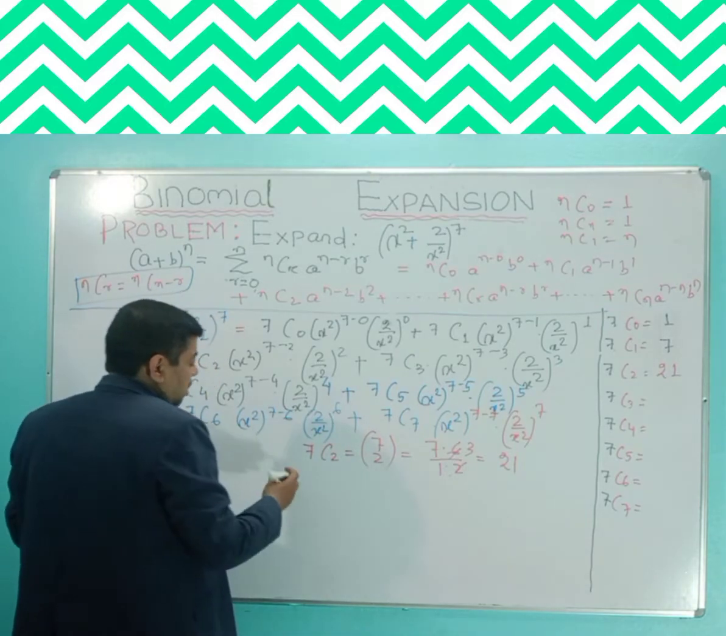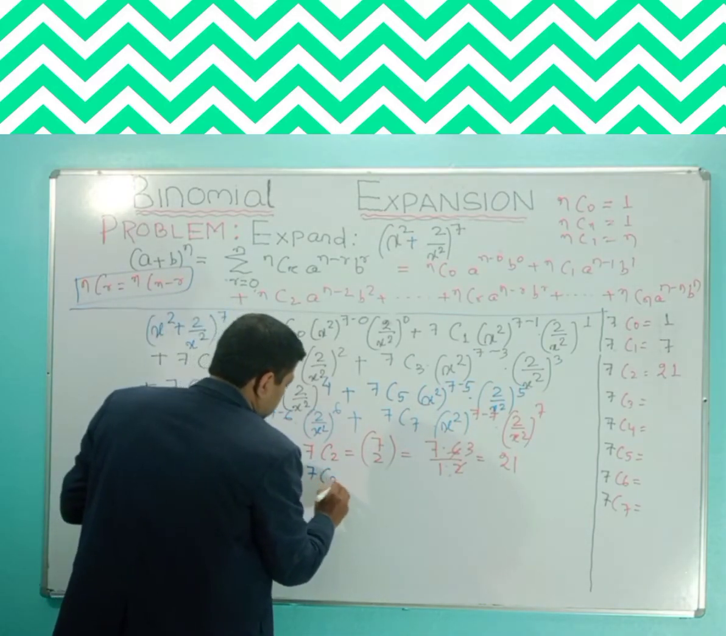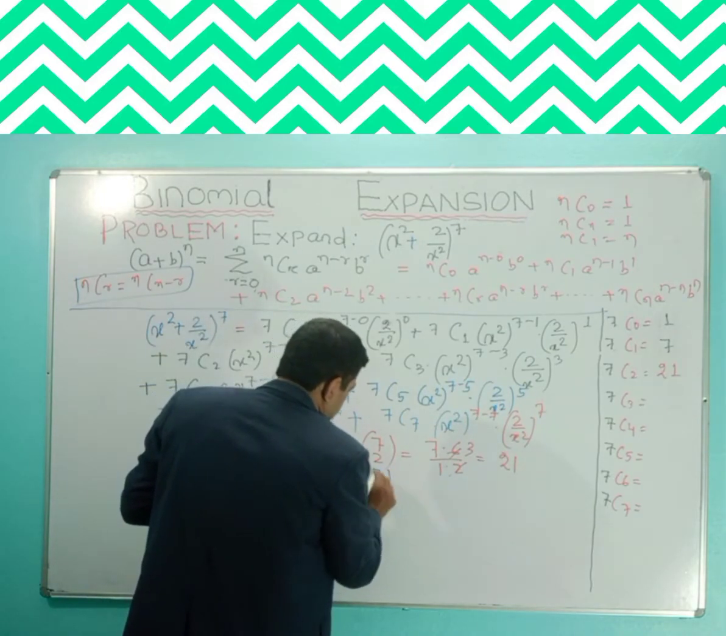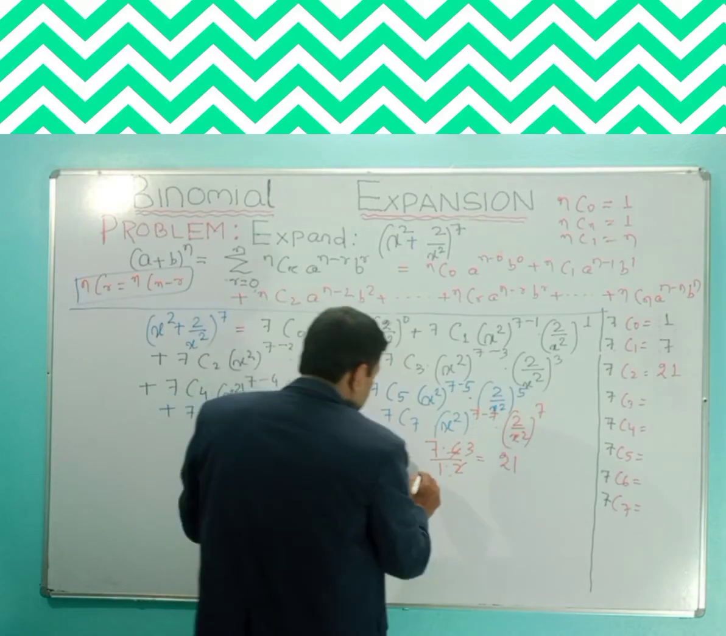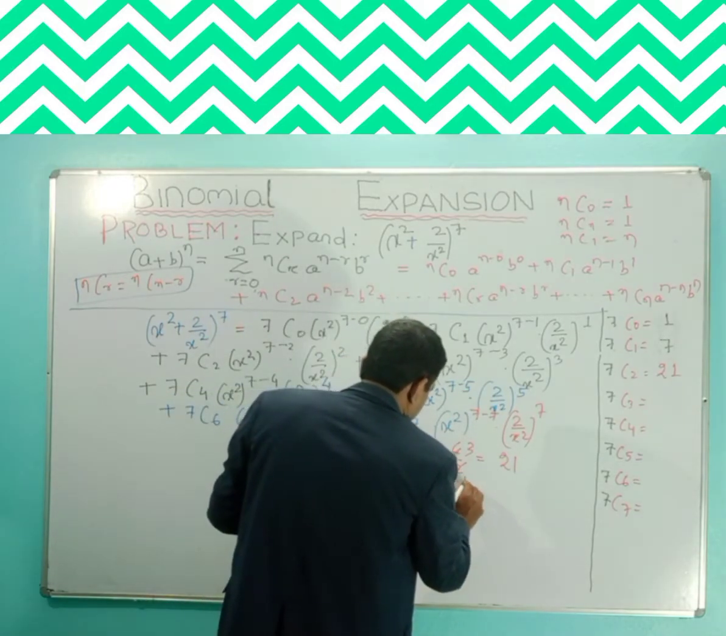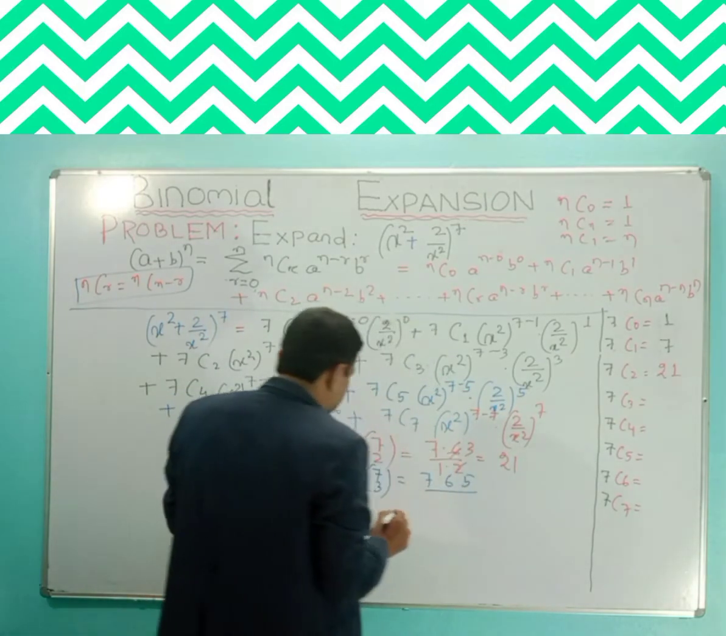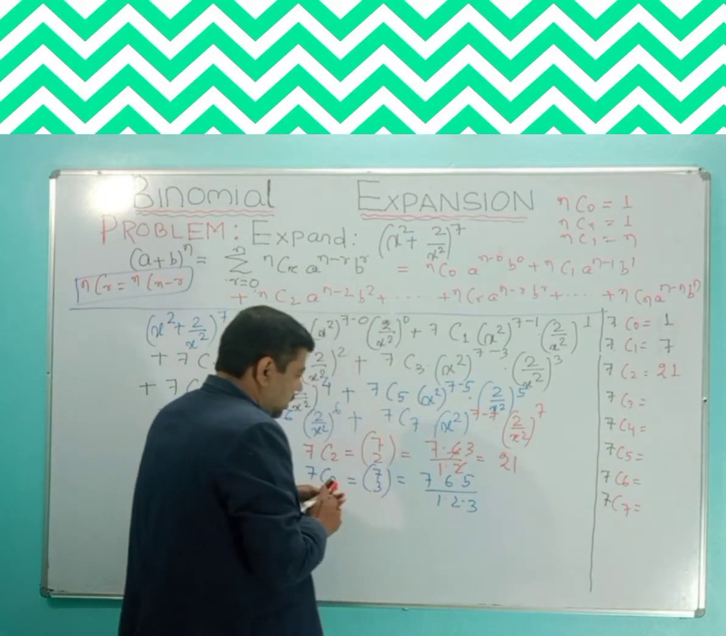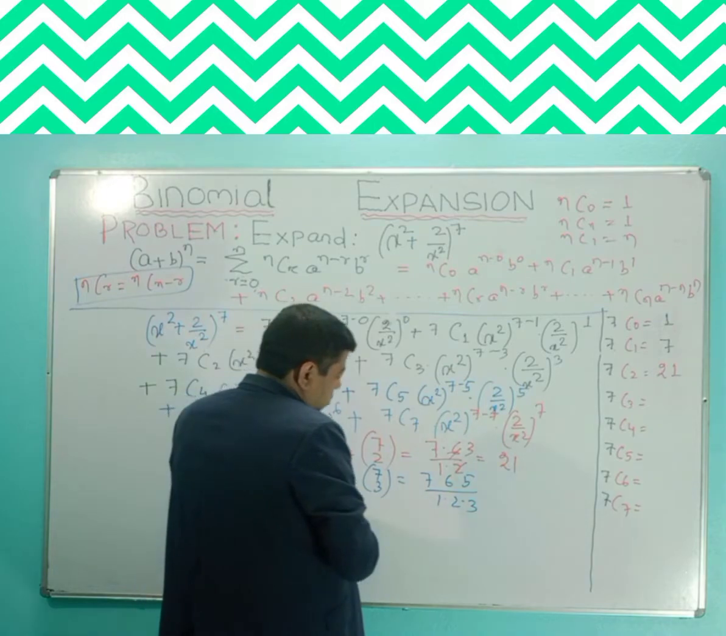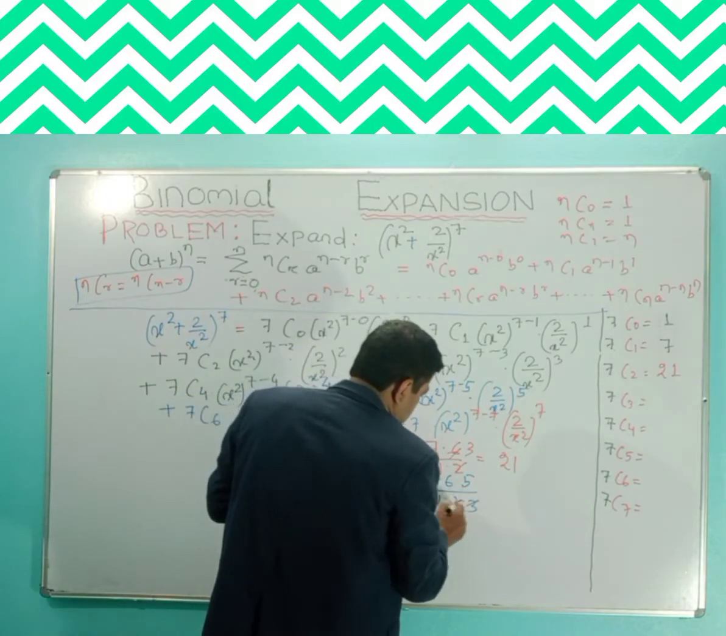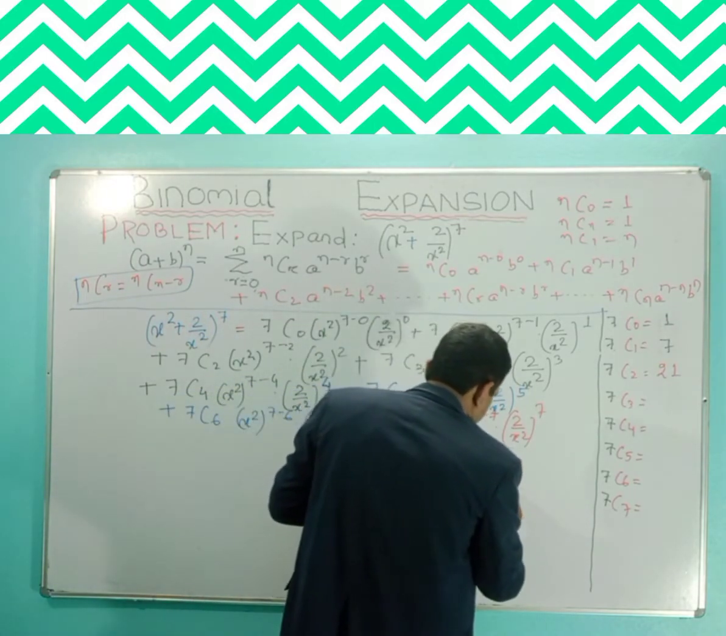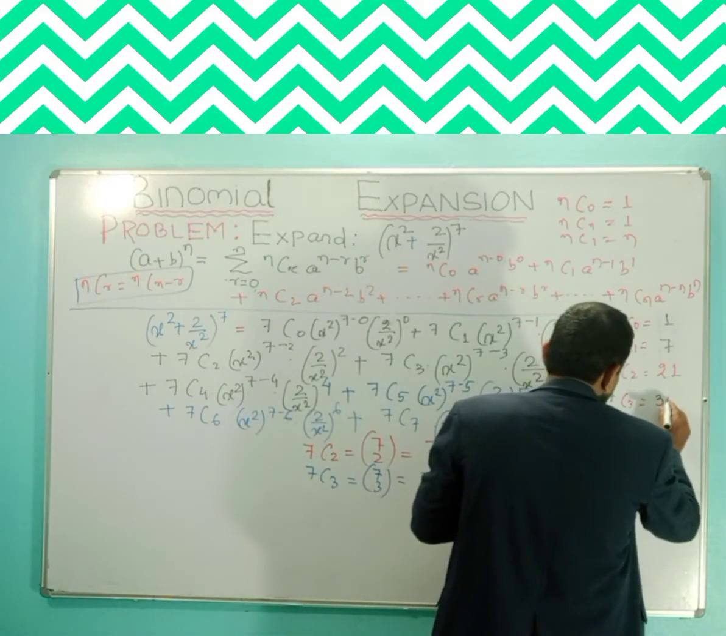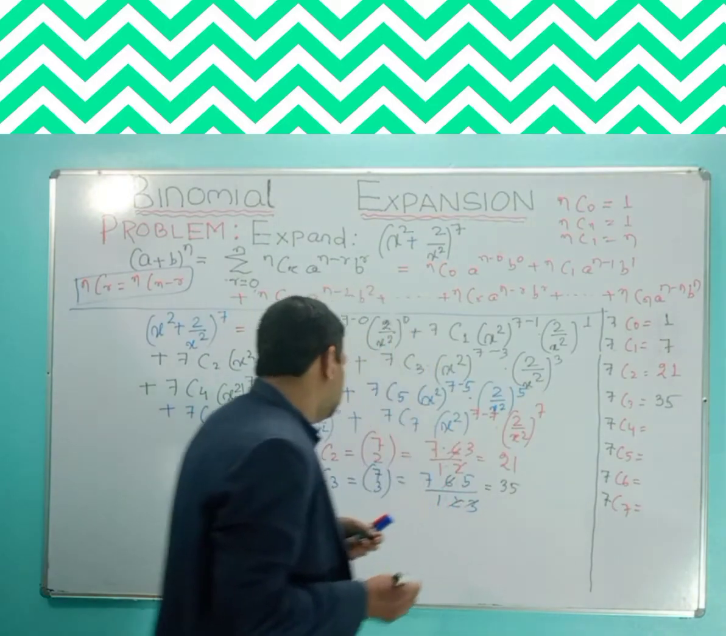After that you write 7C3. You can write it as 7 into 6 into 5, three factors, divided by 1 into 2 into 3. I will cancel: 2 threes are 6, which cancels, and 7 fives are 35. So the 7C3 value is 35. Let's write down here 7C3 is 35.